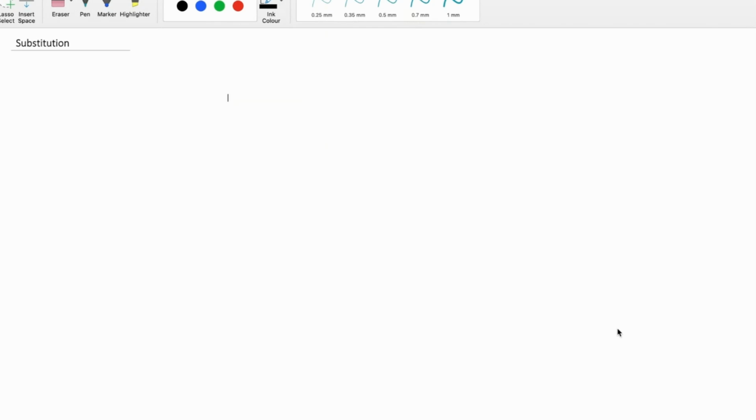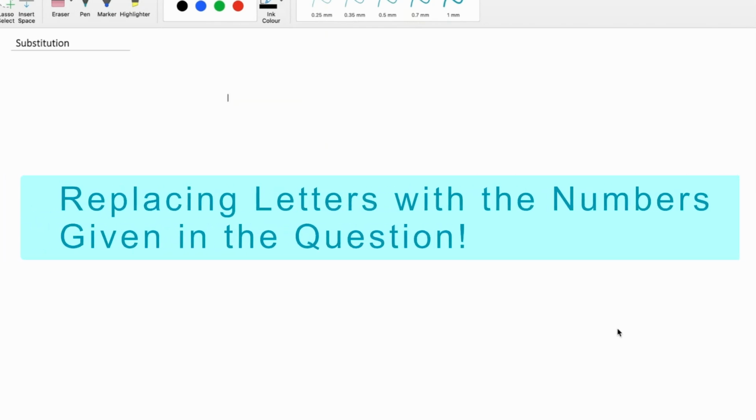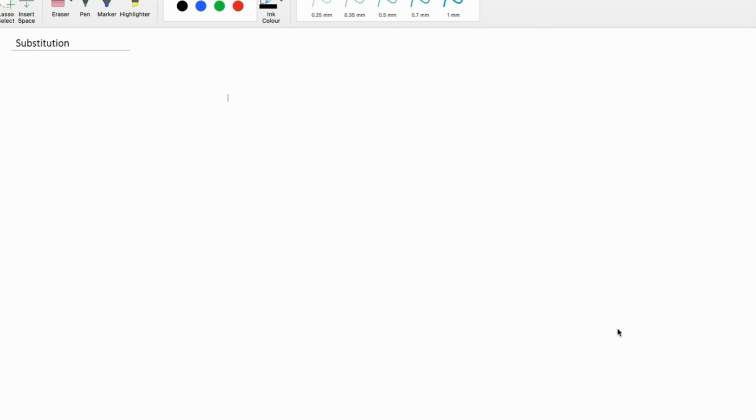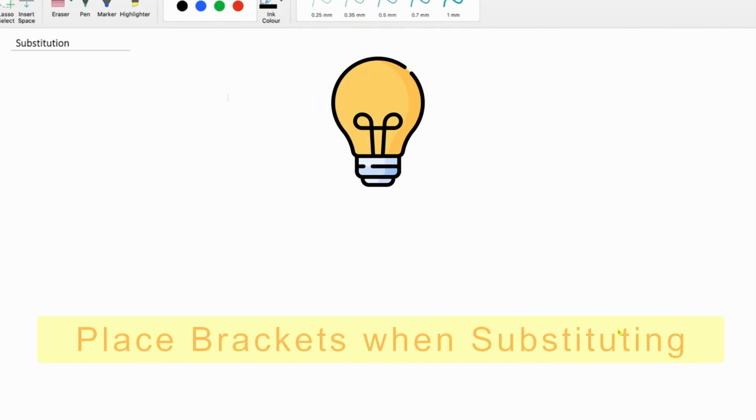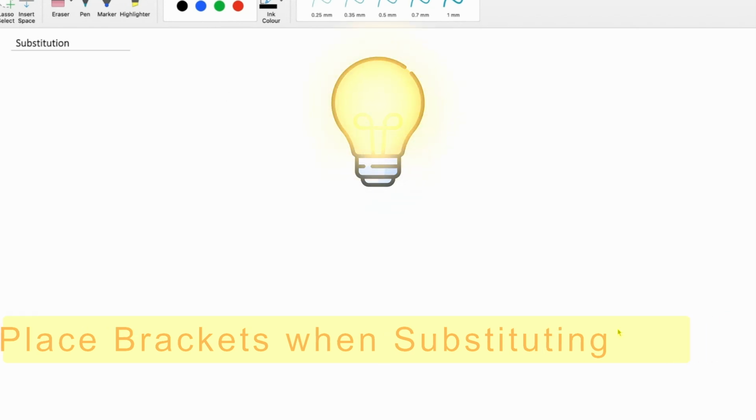Now the main point is that you are replacing your letters with the numbers that are given in the question. So wherever it says A equal to 2, in the expression, wherever there is an A, you would need to substitute a 2 in for it. Now a quick tip with substitution is whenever you are replacing the letter with its associated number, place brackets around it. This helps you keep track of working with negative and positive signs.